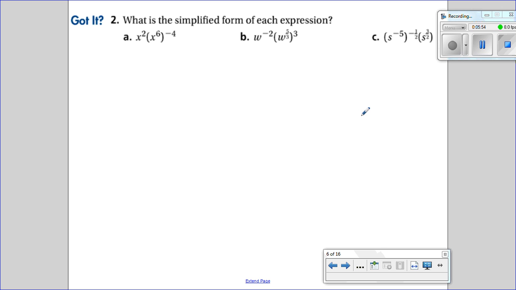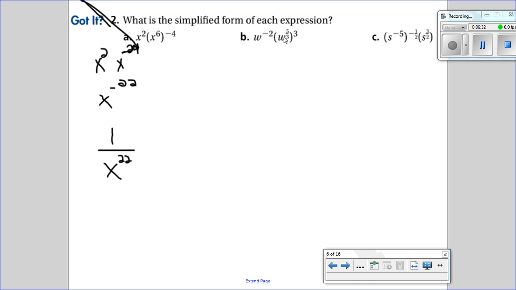Okay, go ahead, try some of these on your own. First one, we're going to leave x squared. This is going to be x to the negative 24th. X squared times x to the negative 24th. This becomes x to the negative 22nd, and that becomes 1 over x to the 22nd.